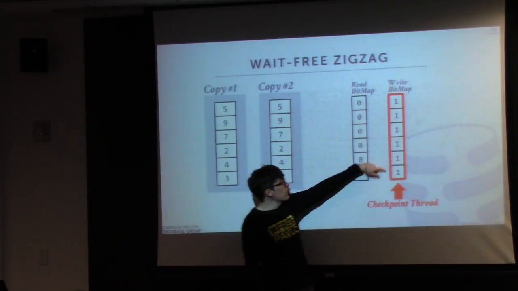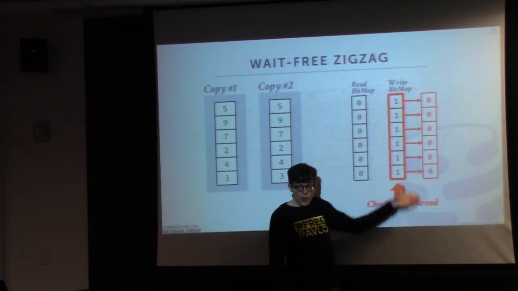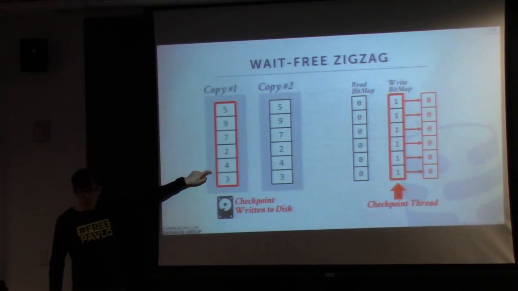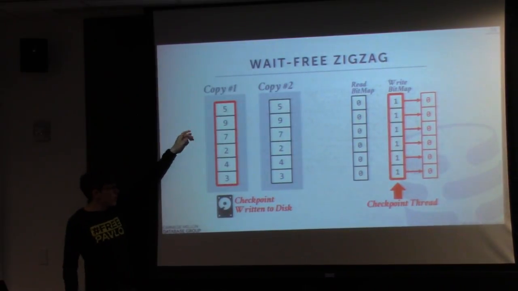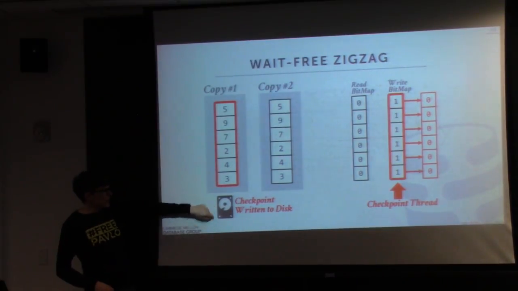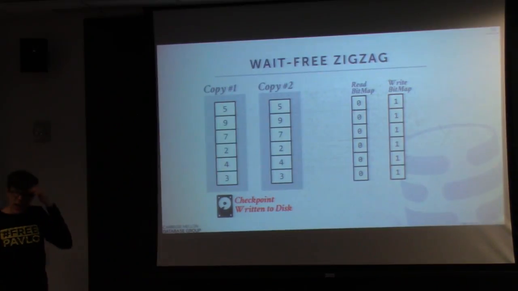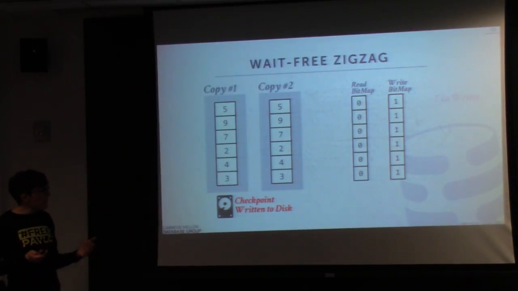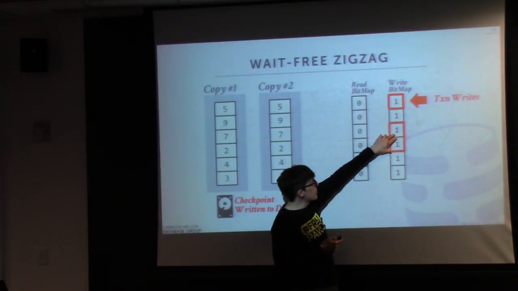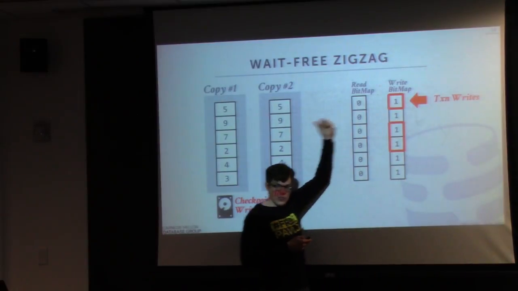In this case, when we start, everything's set to one. So if we take the inverse of that and have all zeros, that tells us the consistent snapshot we want to read is over here. Now we can have our thread go ahead and write all the contents of this out to disk. Now let's say as we're taking the checkpoint, a transaction comes along and wants to update the database, say these three tuples at these positions. In this case, it would look in the write bitmap and it would say where it should do its writes.